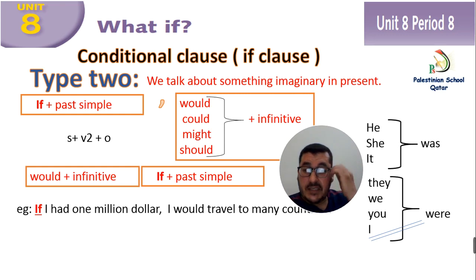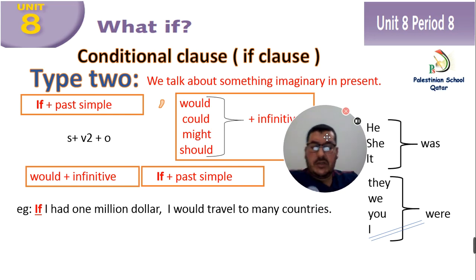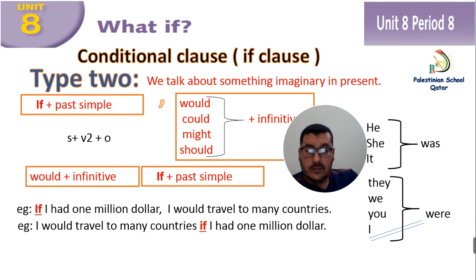Here we have a sentence. If I had $1 million, and because I don't have any money, for example, I don't have $1 million, the sentence is if I had $1 million, and it's unreal, so I put it in type 2, in the past. If I had $1 million, and this is imaginary, not real, I would travel to many countries. And I can change the sentence and put the second part first: I would travel to many countries if I had $1 million.